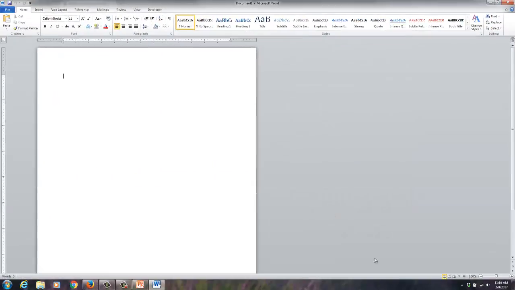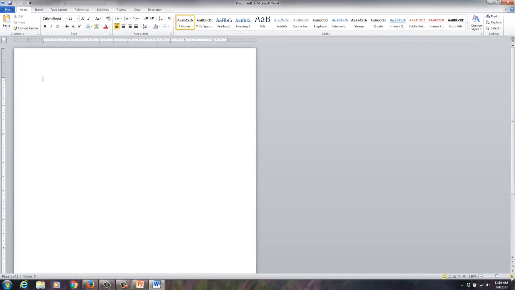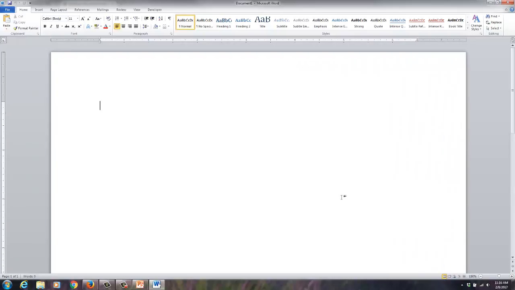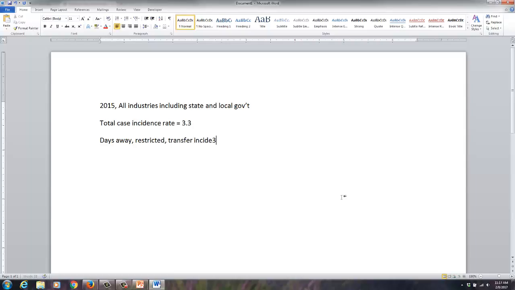Of course, it went on the other screen. I'm going to have to increase the size so you can see what I'm talking about. So 2015, all industries, including state and local government. So the total case incidence rate is equal to 3.3. The days away restricted transfer incidence rate is equal to 1.7.